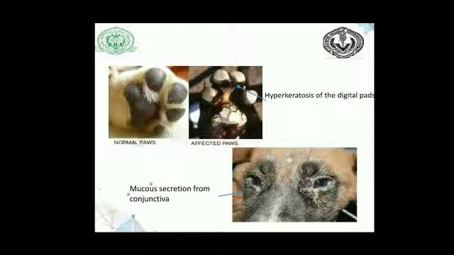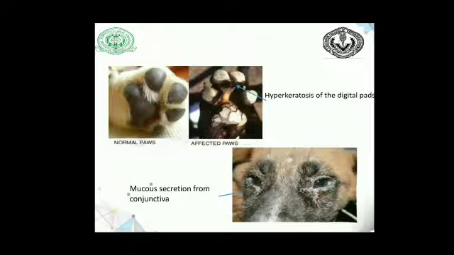Here we can clearly demarcate between the normal paws and the affected paws. We can see here that in the affected paws there is hyperkeratosis of the digital pad, and in some cases we can also see encrustation of the skin of the paws. In the picture below we can see mucus secretion from the conjunctiva.